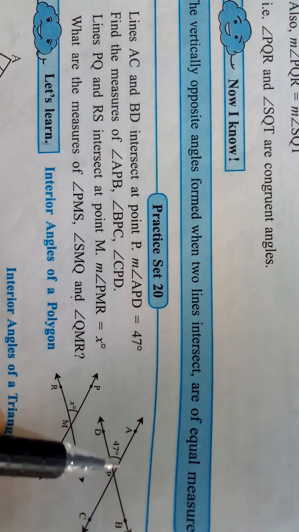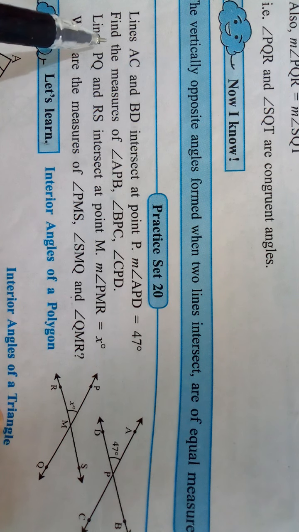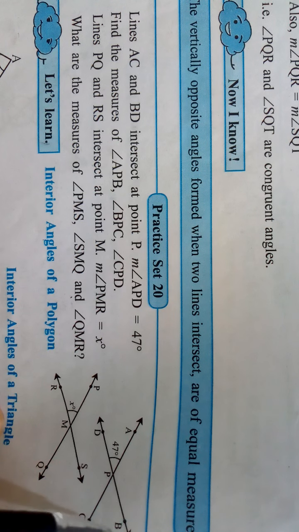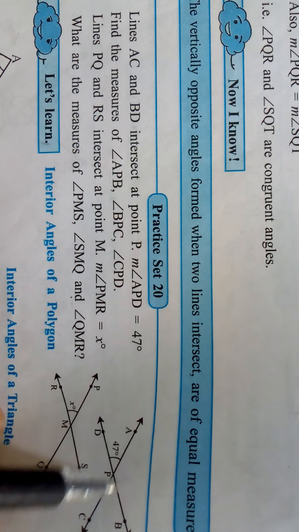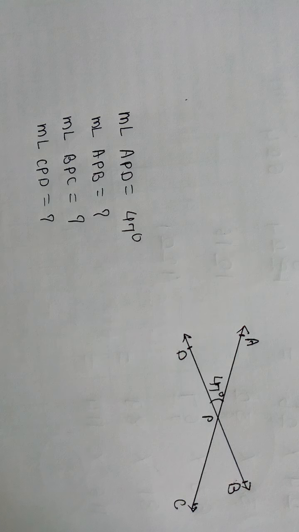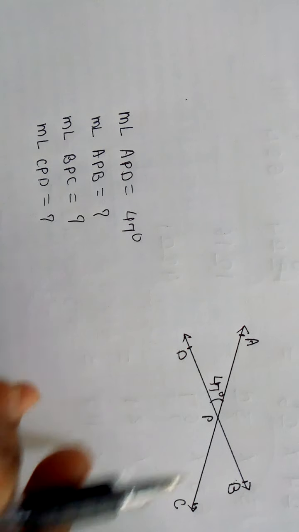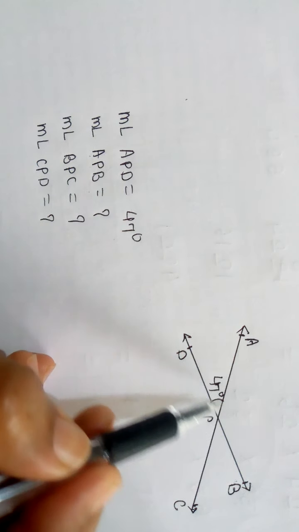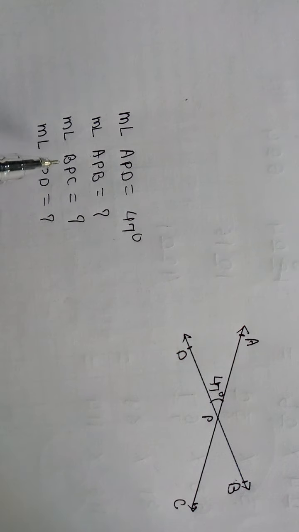Angle APD is given as 47 degrees, and we have to find the measures of angle APB, then BPC and CPD. Means these three angles we have to find out. So here I have drawn the same figure. APD is 47 degrees, and angle APB we don't know, then BPC and then CPD. So we will find out the measurements of these angles.